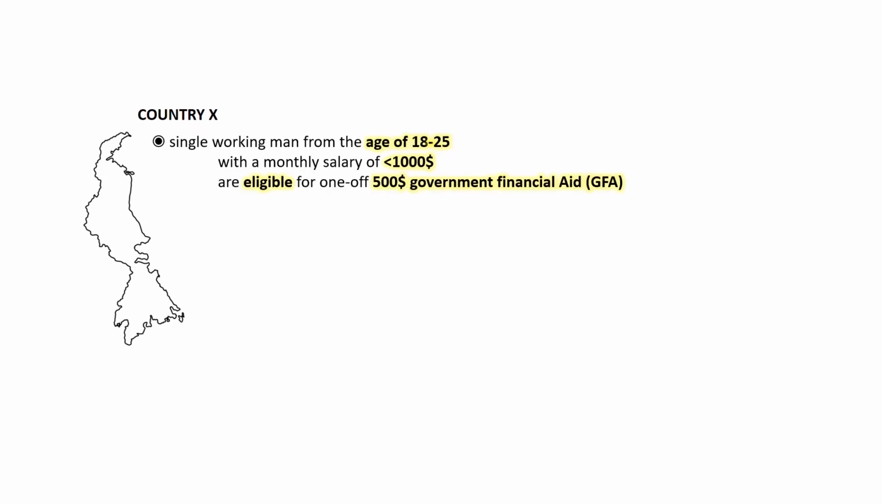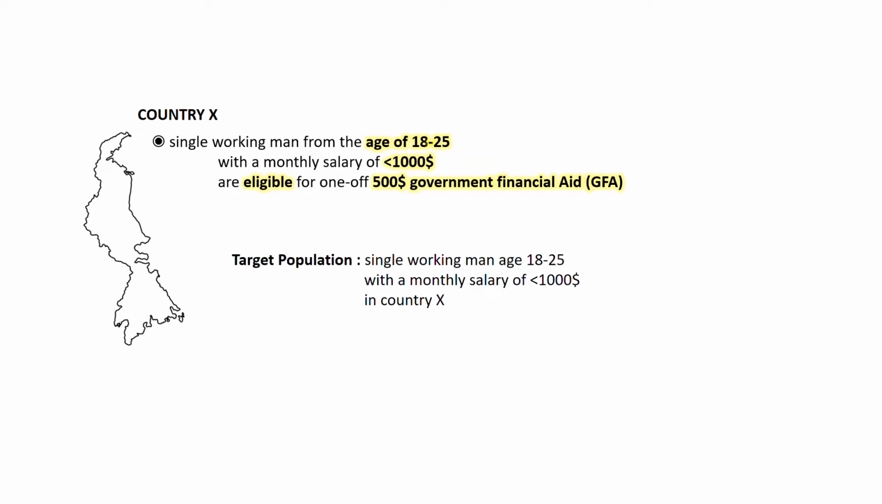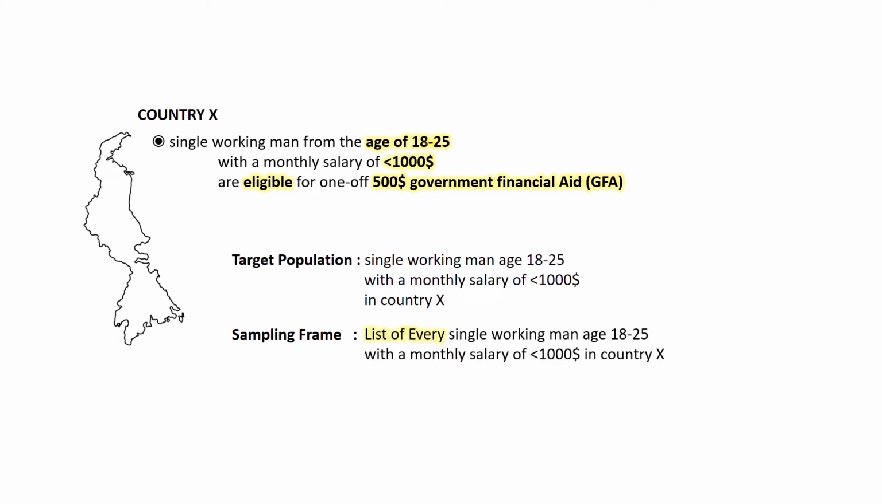Let's say that we have country X. In country X, single working men from the age of 18 to 25 with a monthly salary of less than $1,000 are eligible for a one-off $500 government financial aid, let's call it GFA. Say that you want to do a study in country X, and your target population are single working men from the age of 18 to 25 with a monthly salary of less than $1,000 in country X. What is the sampling frame of your study? From the first example, you might say, okay, it's the list of every single working man aged 18 to 25 with a monthly salary of less than $1,000 in country X.